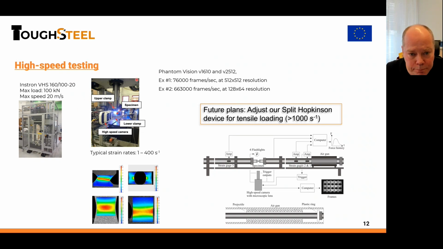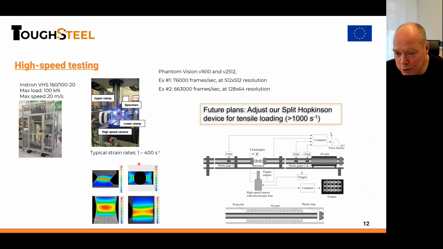We have two high-speed cameras, and you can see different settings. So if you go up in frame rate, then you lower the spatial resolution, but you can see we can have quite high frame rates. Yeah, I think the maximum is 1 million frames per second. And in this high-speed machine, we can get typical strain rates up to 400 per second.